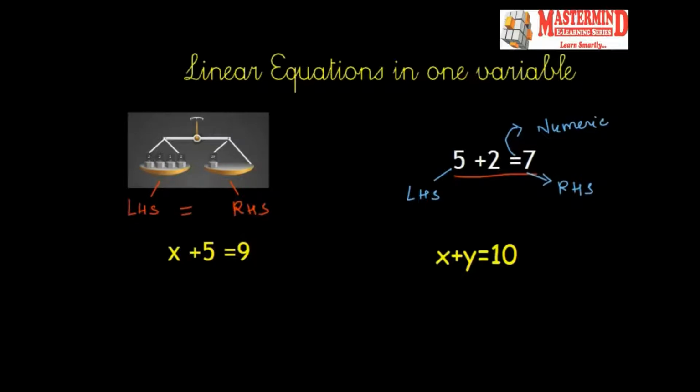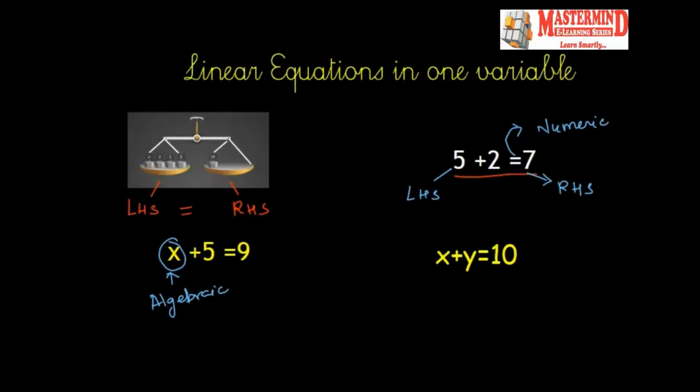Now you can look at this one. x plus 5 equal to 9. In this equation, there is a variable. This x is a variable. A variable means an unknown quantity whose value is not known. So such an equation which has a variable is called an algebraic equation. And since this algebraic equation has got only one variable, we say this is an algebraic equation in one variable.